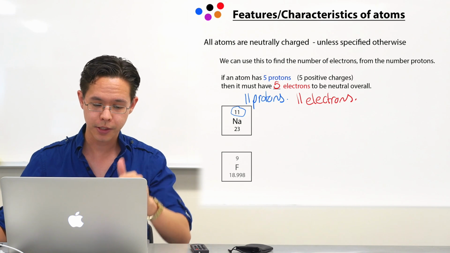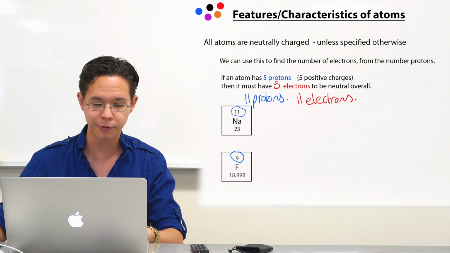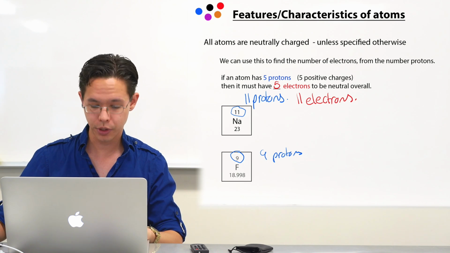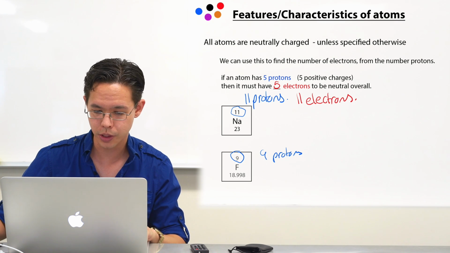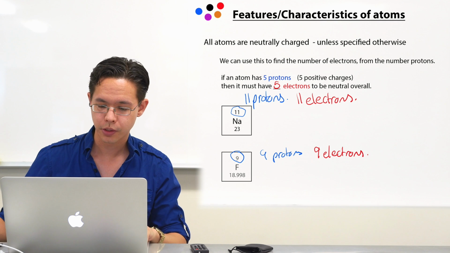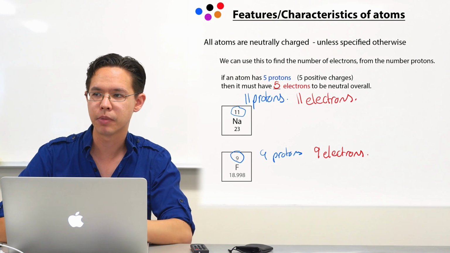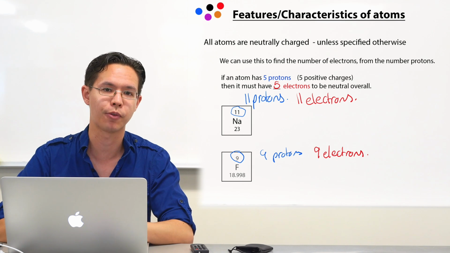Very simple. Next example here, we've got fluorine again. So it's atomic number 9, therefore 9 protons. Therefore, to cancel out the positive charge, that atom, to be neutral, would need 9 electrons as well. You can almost take it as if every atom is essentially starting off with a neutral charge overall.